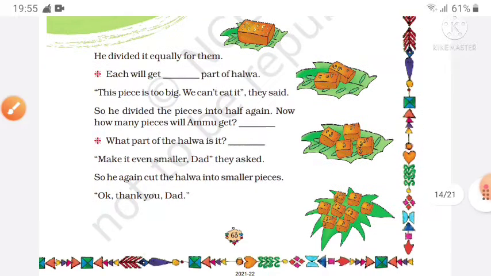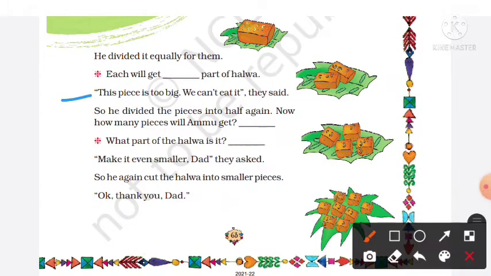Next is, this piece is too big, we cannot eat it, they said. So he divided the pieces into half again. Now how many pieces will Ammu get? So Ammu gets 2 pieces. Ammu gets 2 pieces. Very simple.